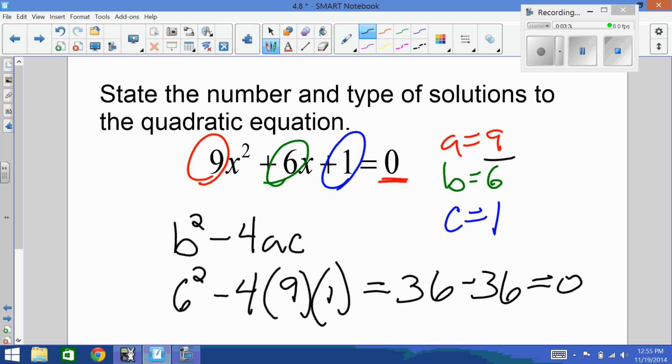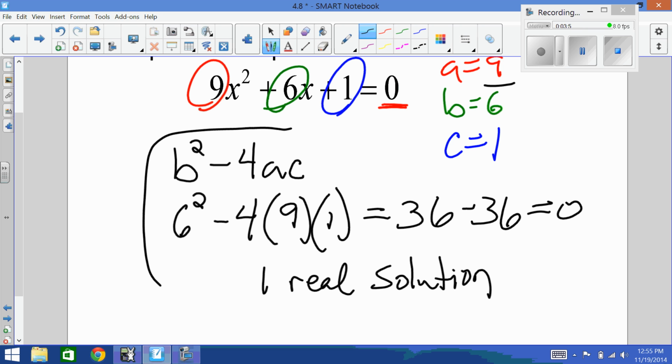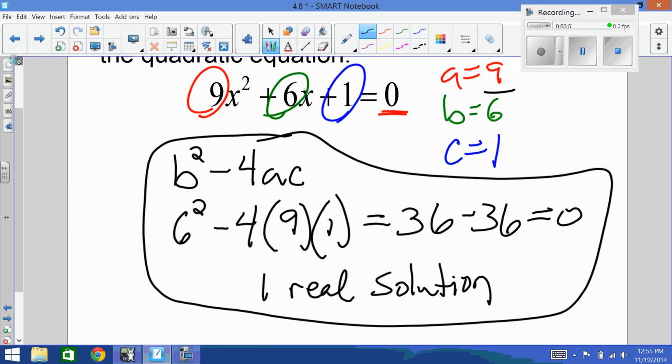So I would say 1 real solution. When you're doing these problems, I want to see this work. I need to see the work to get credit.